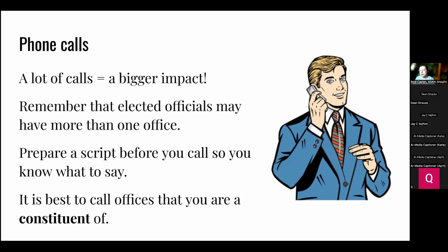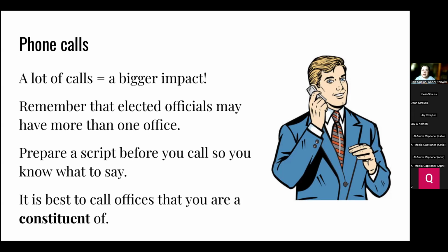And then before you call, you should prepare some kind of script so you know what to say. And this can follow the same model that I shared earlier about sharing your advocacy story. And it's best to call offices that you're a constituent of. So a constituent means that you live in the area that the member of government represents. So like you were one of the people that could have voted them in.